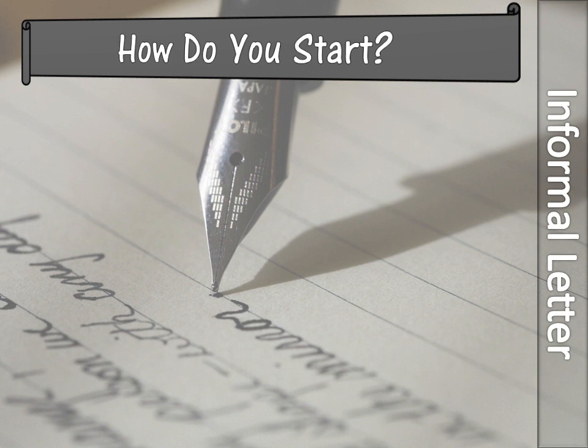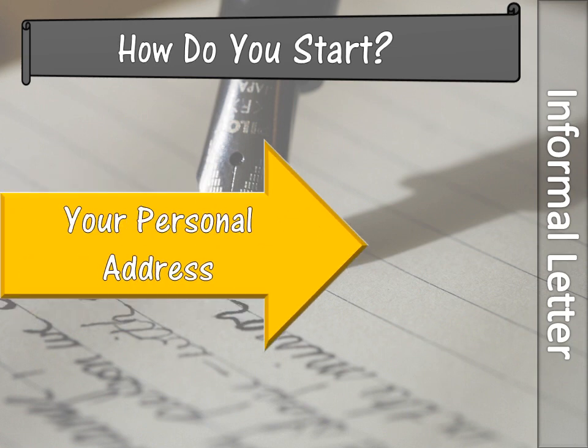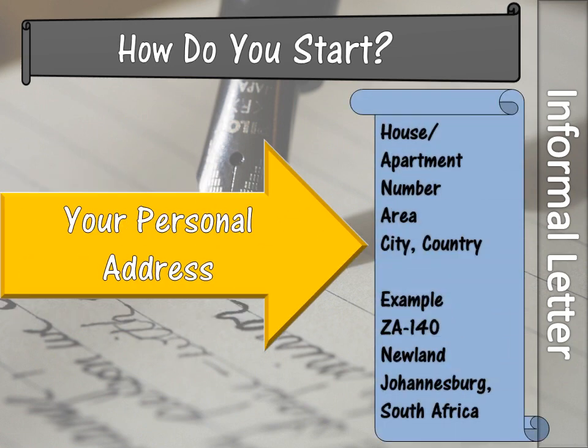To start off the letter, you would mention your personal address. This would include the house or your apartment number, the area where you live, the city, and the country. You may add the postal code as well. This information is important as the recipient would require it to reply to you. In an examination setting, you may have a fictitious address.